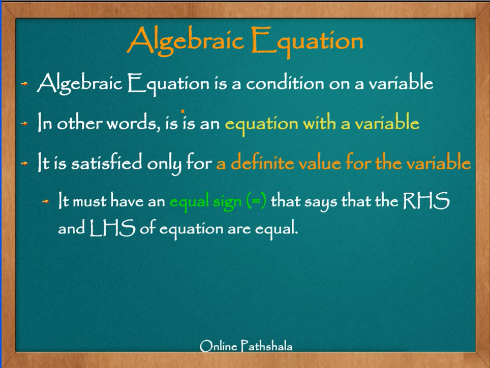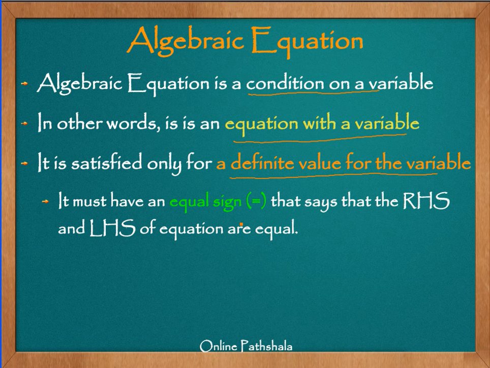So an algebraic equation is a condition on a variable, as we discussed earlier. In other words, it is simply an equation which has a variable in it. There has to be an equal to sign. And the key important thing to keep in mind about it is that it will be satisfied only for a definite value of the variable.